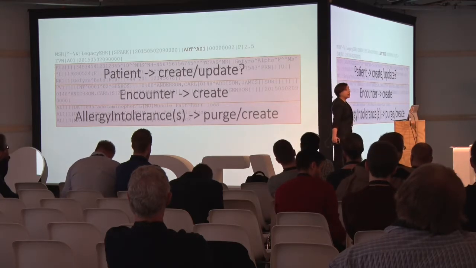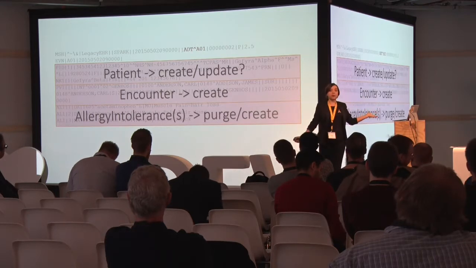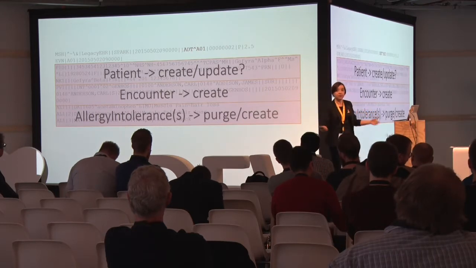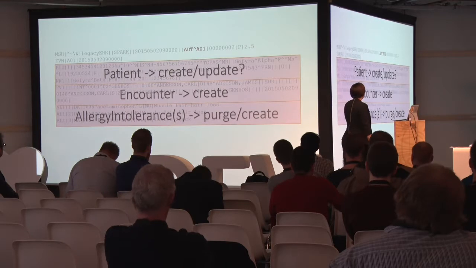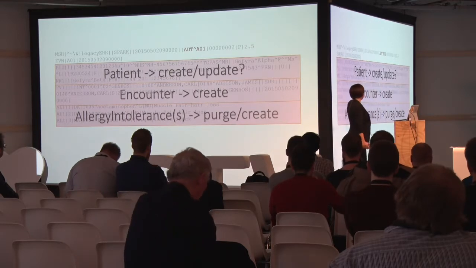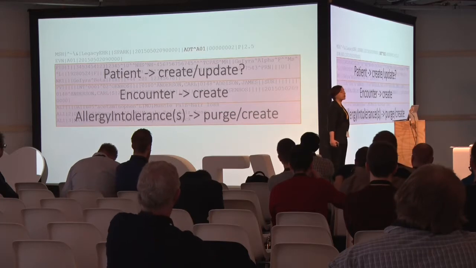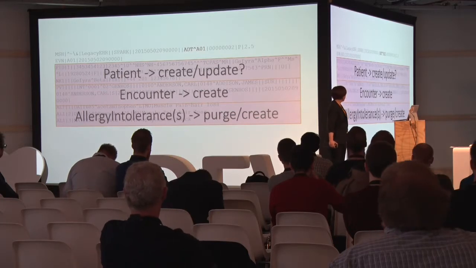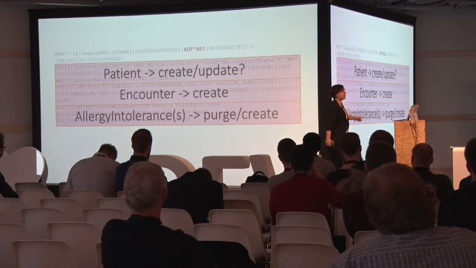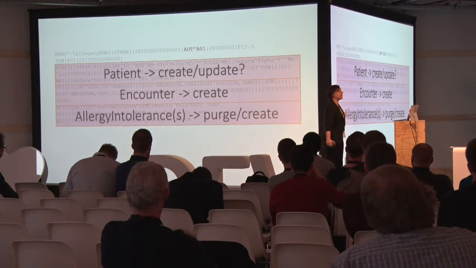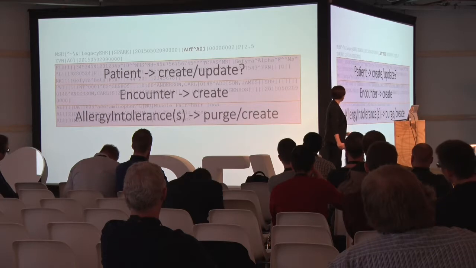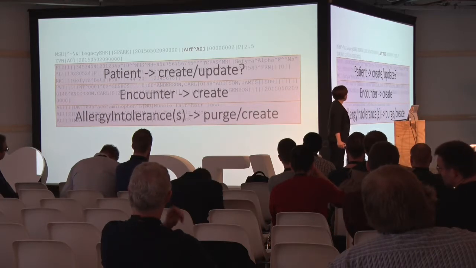For the encounter, that's definitely going to be a create, because that's what the event says. We have a new encounter. And for the allergy intolerances, the semantics of these version 2 messages is usually a purge and create. So whenever we receive an ADT message that has allergy intolerances, we would expect the receiving system to purge all previously known allergy intolerances and accept the new ones.